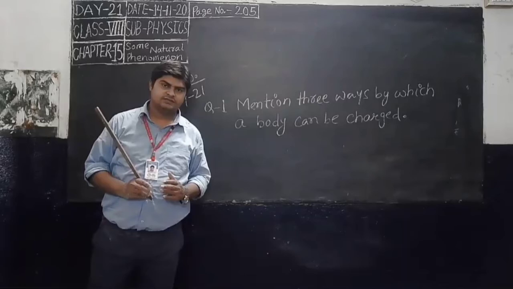The woolen cloth is positive because negatively charged particles are transferred from the wool to the ebonite rod. That means the electrons of the wool go to the ebonite rod. So the woolen cloth is positively charged, whereas the ebonite rod is negatively charged when rubbed.